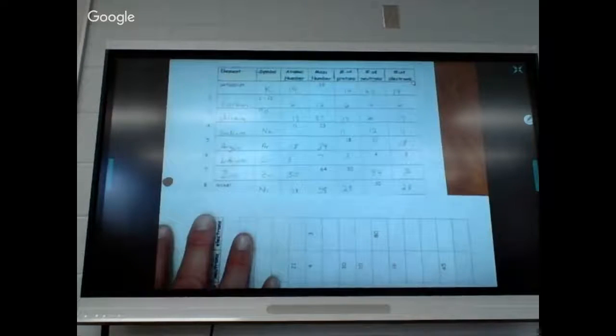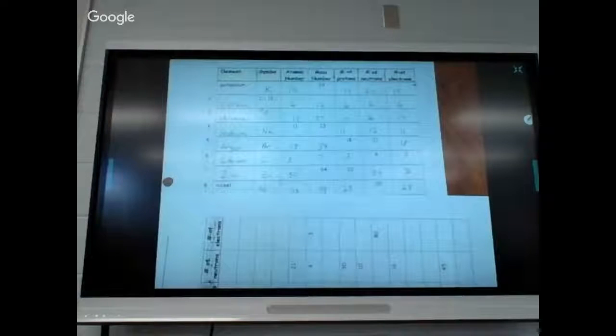All right. There are the answers to the homework. And I want to talk about that column that says mass.